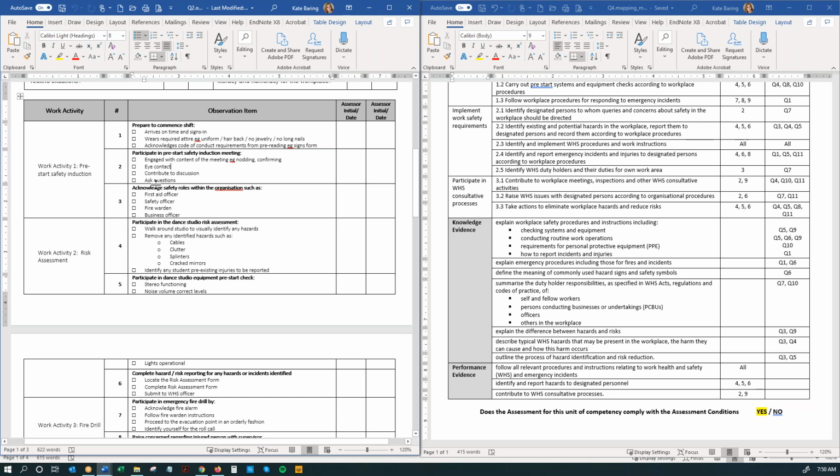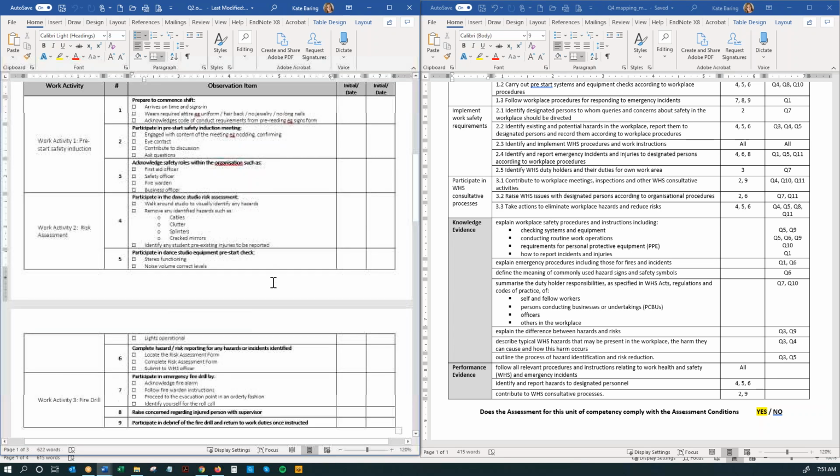Then we're going to get them to acknowledge the safety roles. And then we're going to get them to participate in the risk assessment. And again, we've got the behaviours here. So they're going to walk around the studio and visibly identify any hazards. They're going to remove the hazards, and they're going to report upon those. So really, it's not that hard if you are able to actually picture something happening, and you can write your observation based on these specific behaviours.